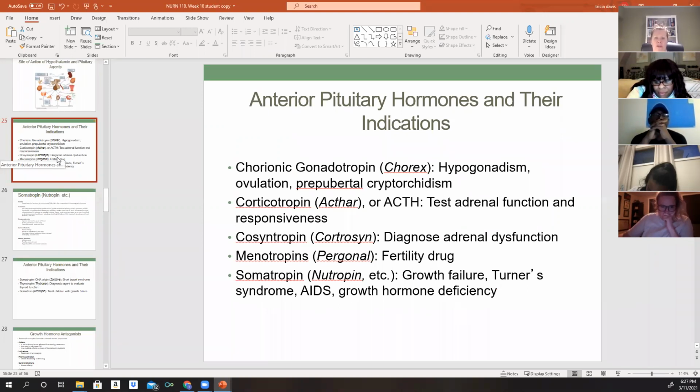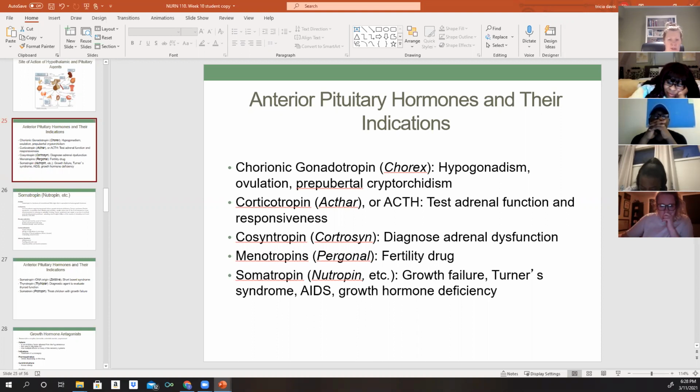Chorionic gonadotropin is one that you can use for hypogonadism, ovulation, prepubertal cryptorchidism. We have corticotropin, or ACTH, which is used to test the adrenal function and the responsiveness. We have cosyntropin, which is used to diagnose adrenal dysfunction. We have menotropins, which is a fertility drug. And then we have somatropin, which we use for Turner syndrome, patients with AIDS, growth hormone deficiencies, growth failures.